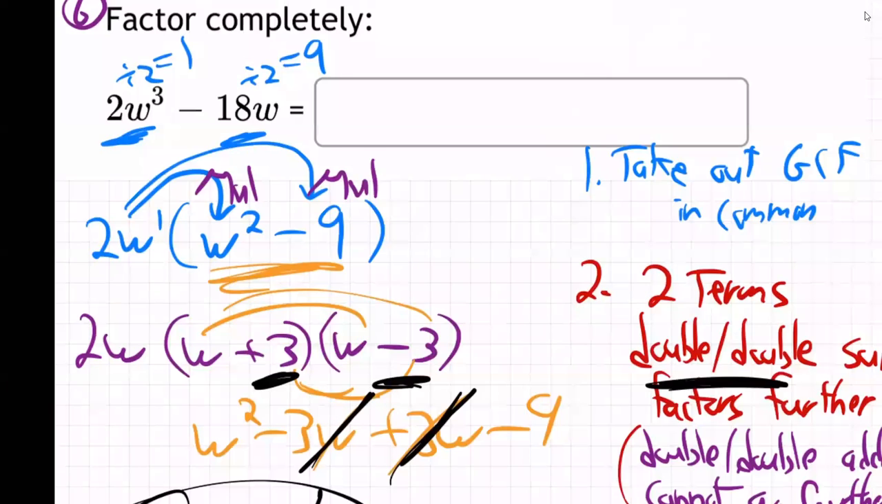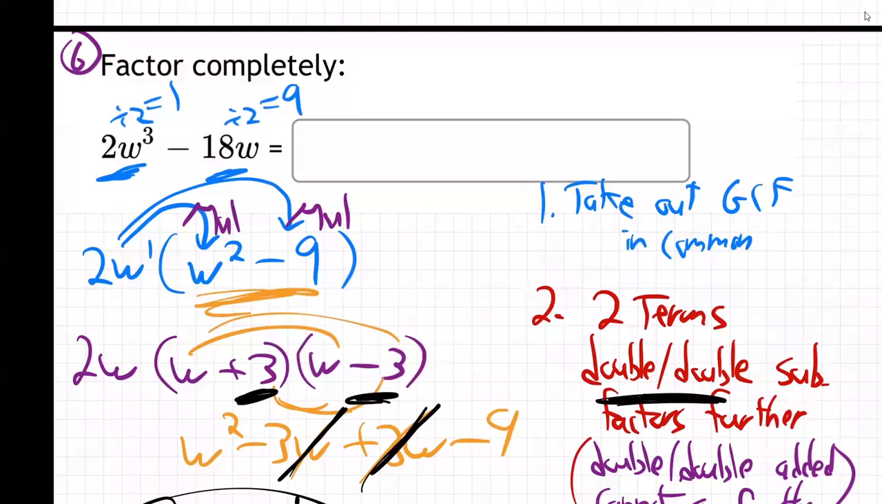So anyway, ours was minus, so it works. There it is. So the final answer is 2W times W plus 3 times W minus 3. There we go.